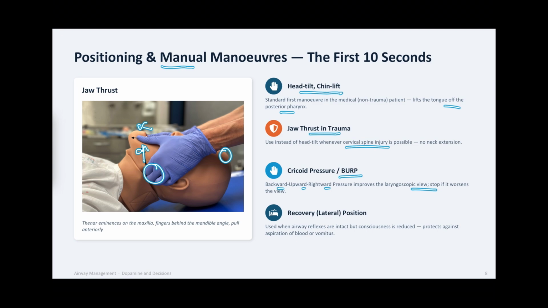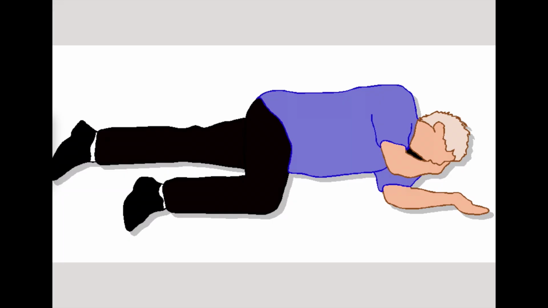Now let's talk about the recovery position, or lateral position. Suppose an intoxicated patient is unconscious but breathing adequately and has intact protective reflexes. This patient doesn't necessarily need intubation. Placing them in the lateral recovery position allows secretions or vomitus to drain out of the mouth, significantly reducing the aspiration risk. Remember, position first and equipment second.